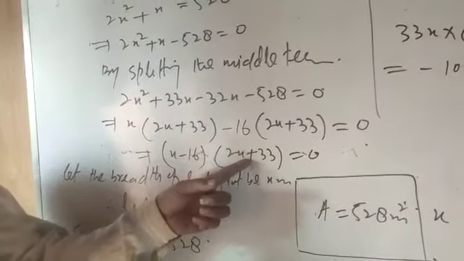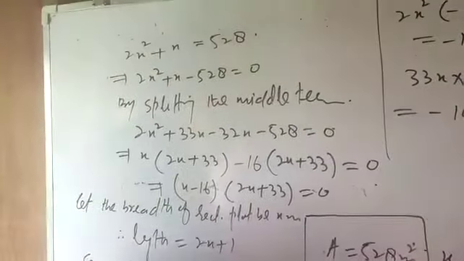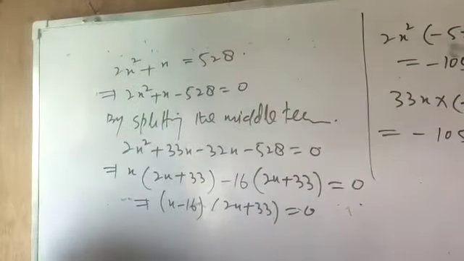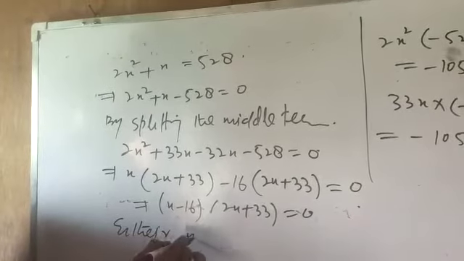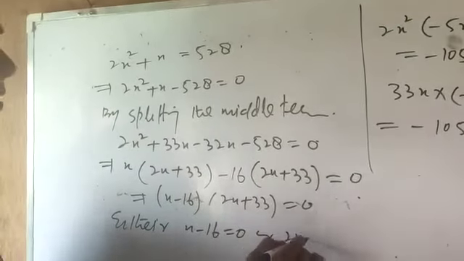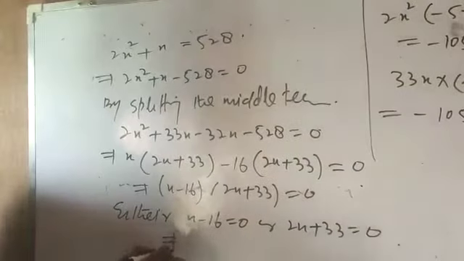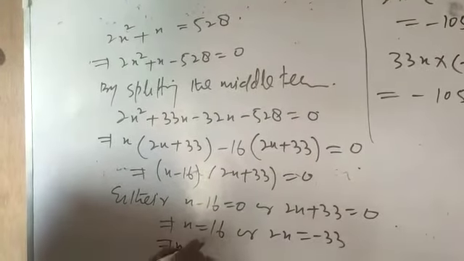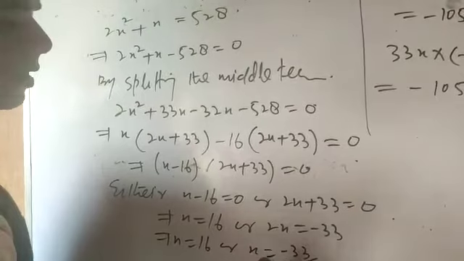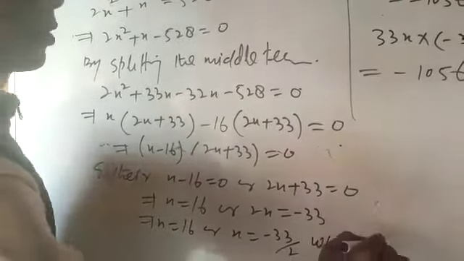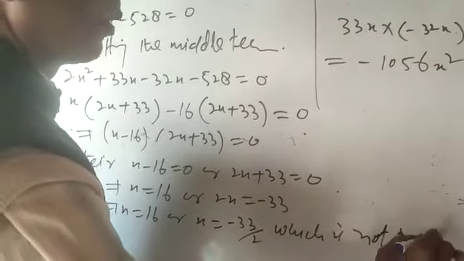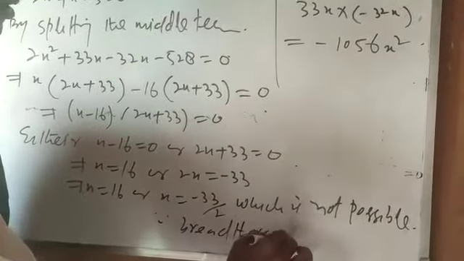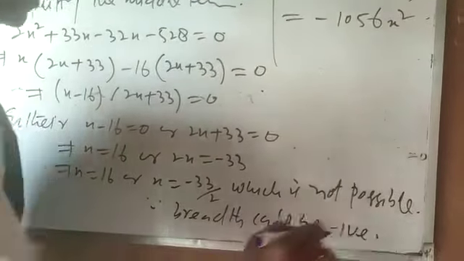Either this is equal to 0 or that is equal to 0. Either x minus 16 is equal to 0 or 2x plus 33 is equal to 0, which implies x is equal to 16 or 2x is equal to minus 33. x is equal to 16 or x is equal to minus 33 divided by 2, which is not possible because breadth can't be negative.